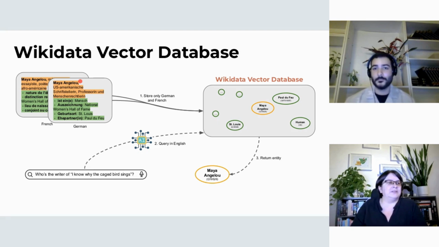Then we have a question from David. I see I can use the vector database interface for reconciliation when I enter an entity name and some context. Can I specify what class of item I'm looking for, like a person, a place, or a building?